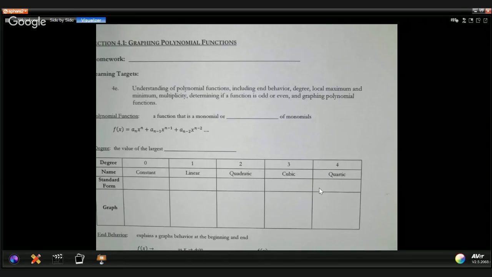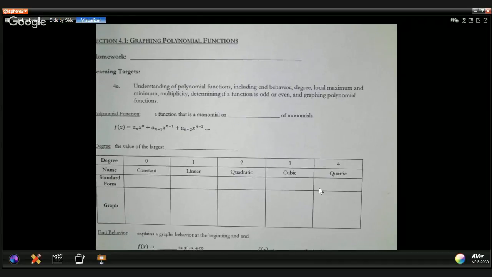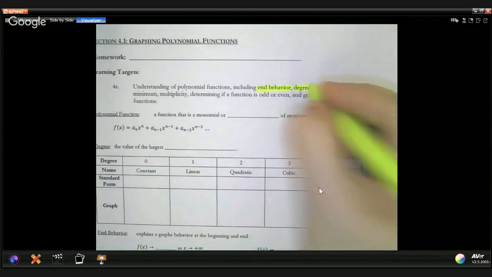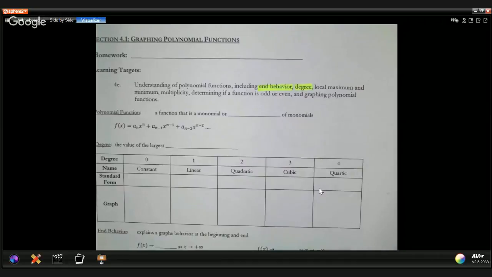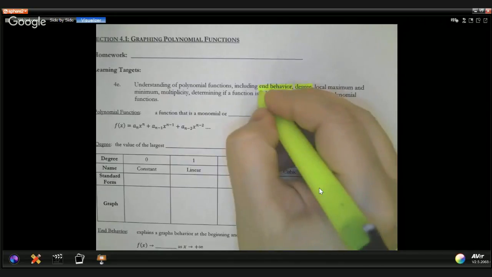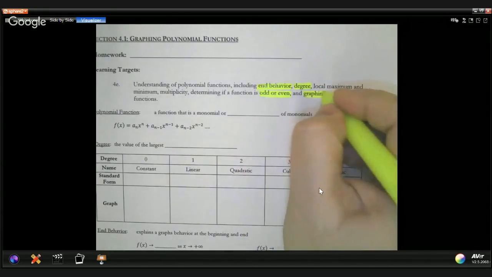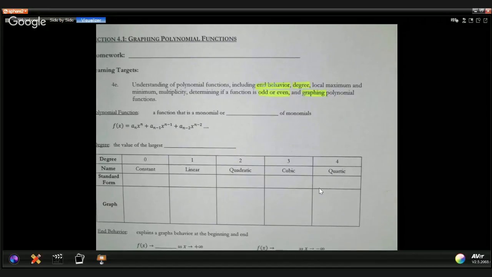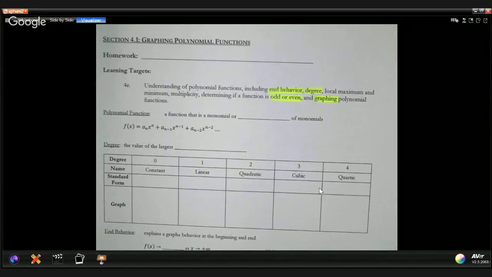All right, so what we're talking about today is section 4.1, which is graphing polynomial functions. There's a lot of terms and things you have to be able to do with this. The ones that we're going to focus on today is we're going to learn about end behavior. We're going to learn about the degree. We're not really going to talk about local max or local min, nor multiplicity. We will talk about whether it's odd or even, and we will begin graphing. We will not do super technical graphing, but we will begin graphing, and then we'll also try it in our graphing calculator.